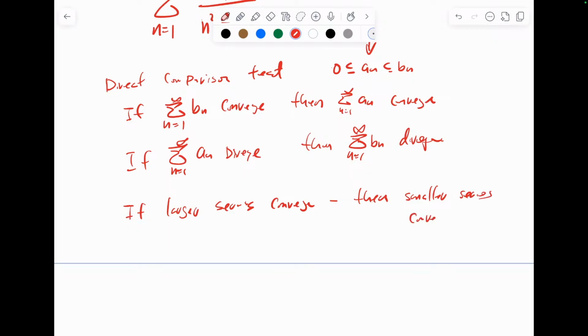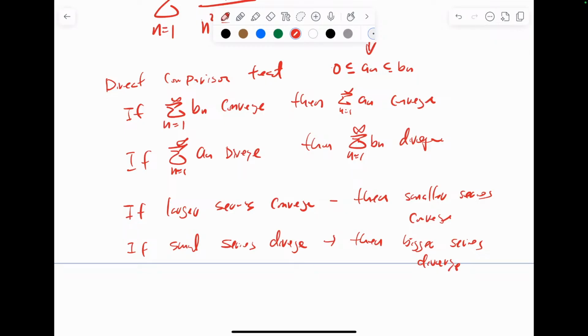Converge, right? Now they say if the smaller series diverges, then the bigger series also diverges. It's very intuitive.